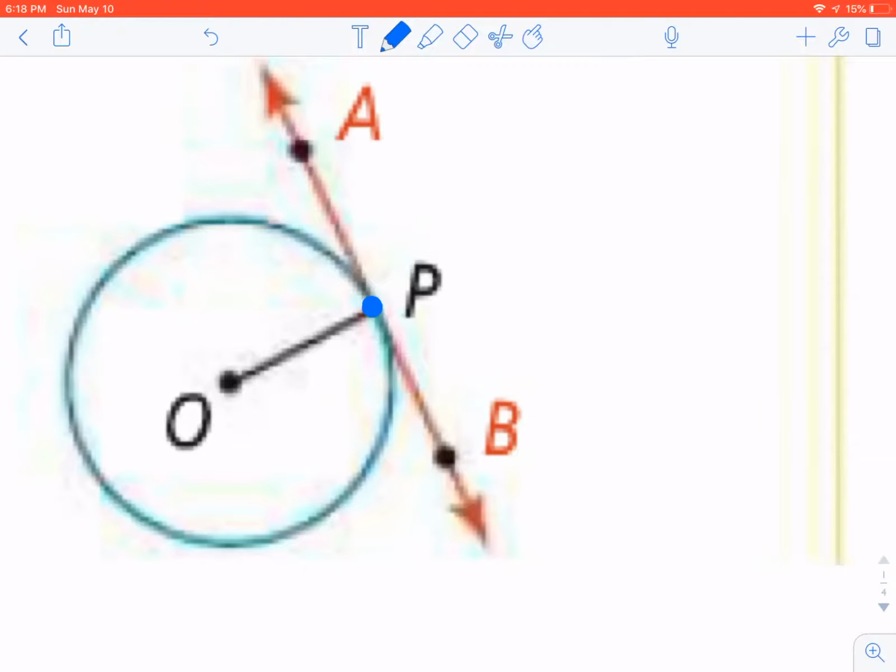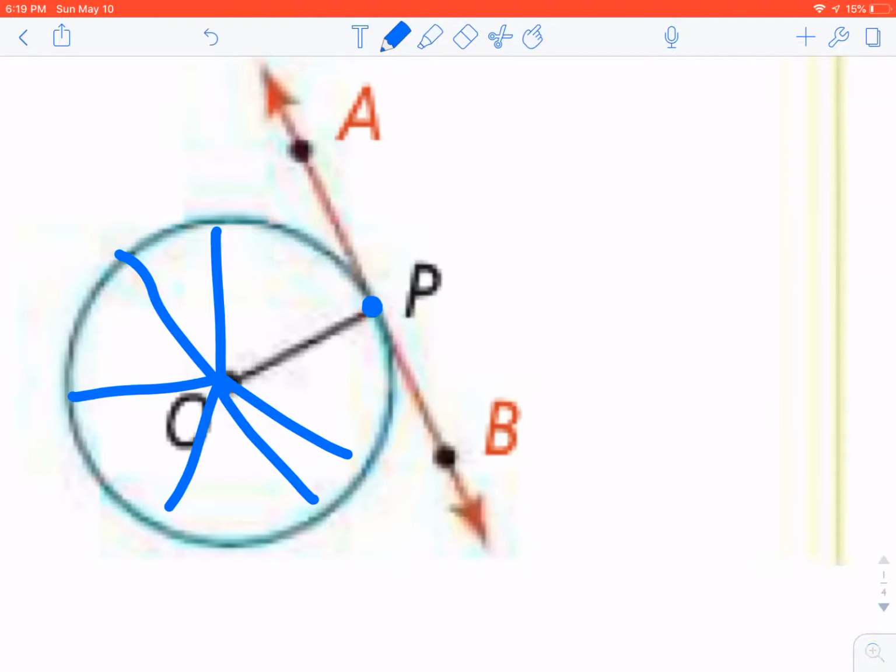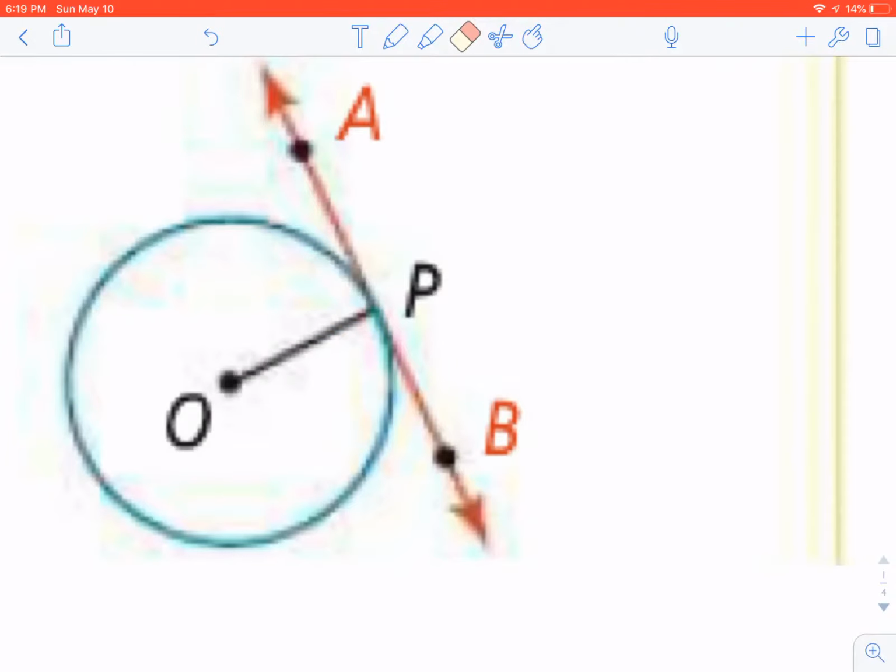What this theorem is saying, and remember, you can draw infinitely many radii in a circle, so you can always draw a radius from the center to the point of tangency. There's a bajillion radii in the circle. We're just talking specifically about the one and only one that travels from point O to point P. All this theorem says is that when you draw that radius, OP is perpendicular to AB. So the radius is always perpendicular to the tangent line.